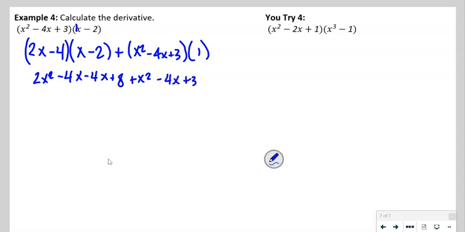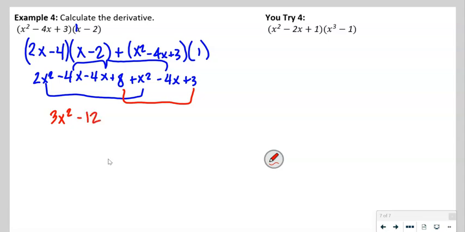Okay, so let's see if we can find our like terms here. We've got a pair of like terms there. Looks like I got 1, 2, 3 of those, right? And then I've got these guys right here, okay? So that's going to give me 2x squared plus x squared is 3x squared. And negative 4 plus negative 4 plus negative 4 is going to be negative 12x. And then 8 plus 3 is 11. All right, this next one again. Pause the video here. Go ahead and do the next one.